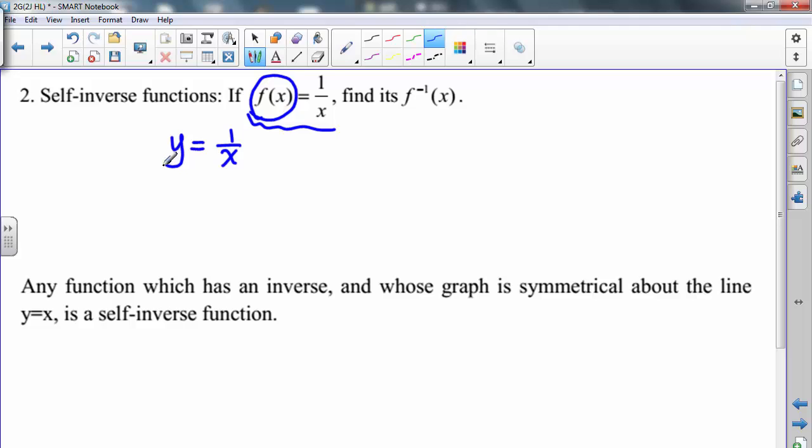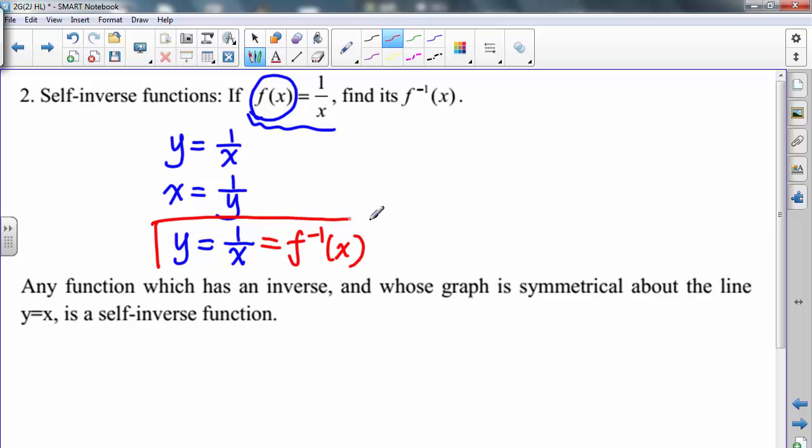Step 1, interchange x and y. So it becomes x equals 1 over y. Then solve for y. After you solve for y, you will find y is equal to 1 over x. And you will find this inverse function is the same as the original function. Such a kind of function, I call a self-inverse function.